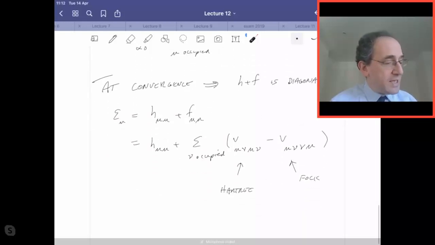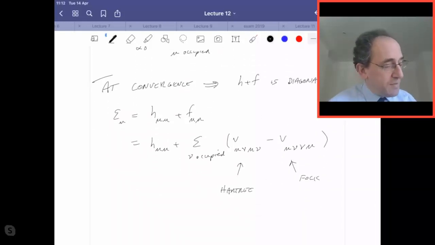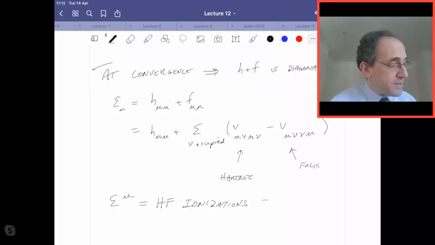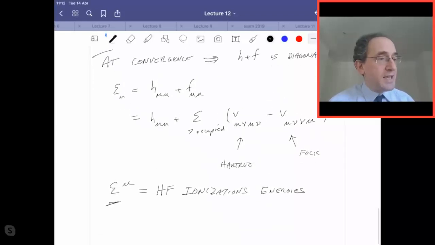Now, what are these energies E mu? These E mu's are known as the Hartree-Fock ionization energies. They are the energies to remove one fermion from the system from orbital mu. Ionization energies. And the fact that these E mu's are Hartree-Fock ionization energies is known as Koopmans' theorem.